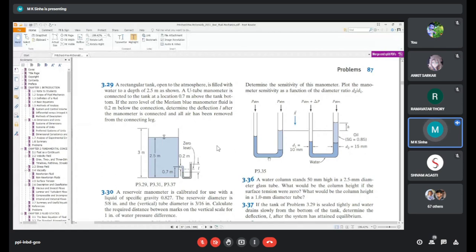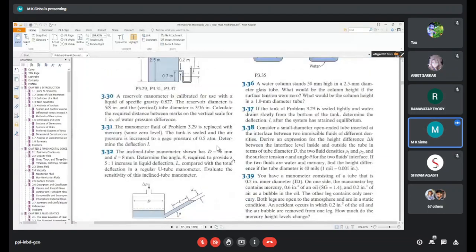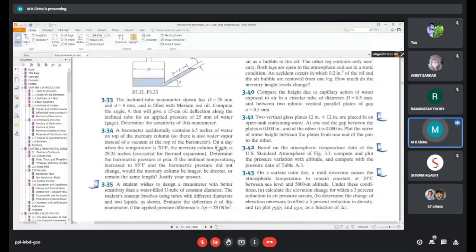Again, see the question. Have all of you collected this book or not? If you have collected it, then just tick the question number. Is it correct? It is available online.